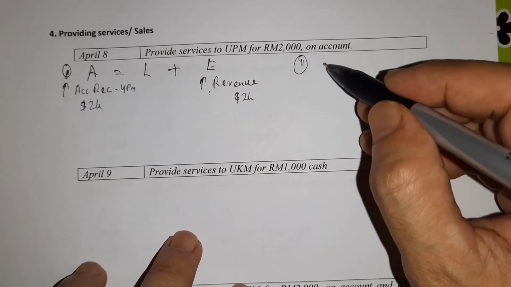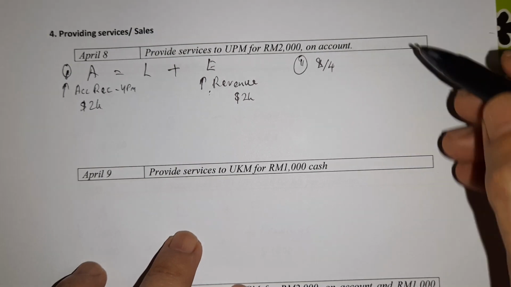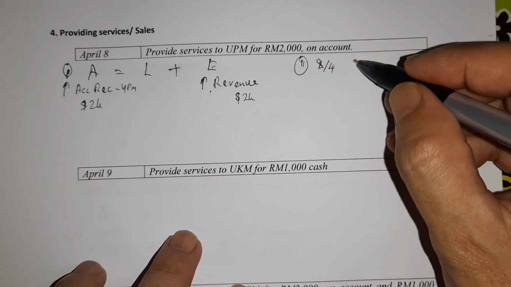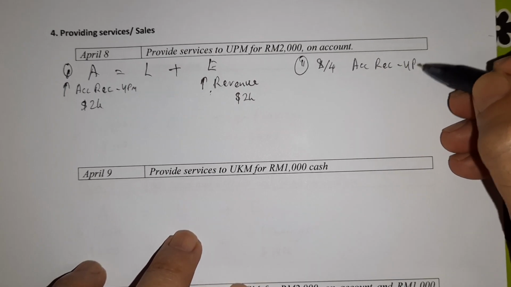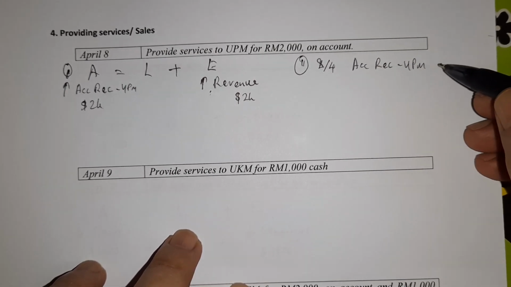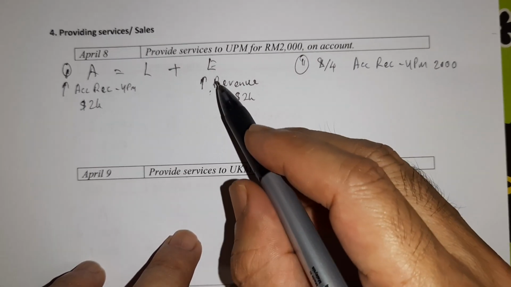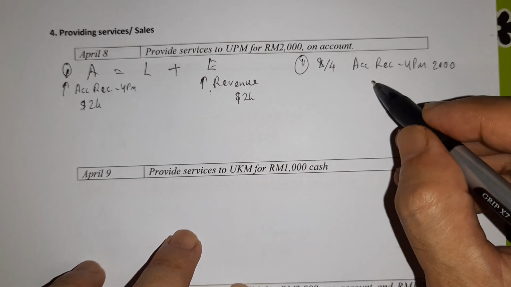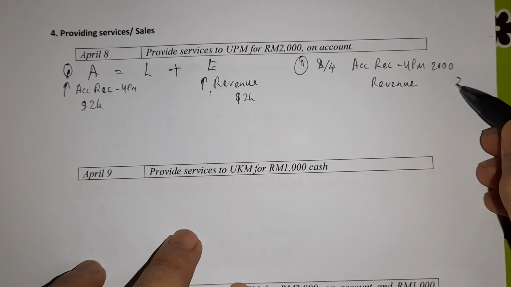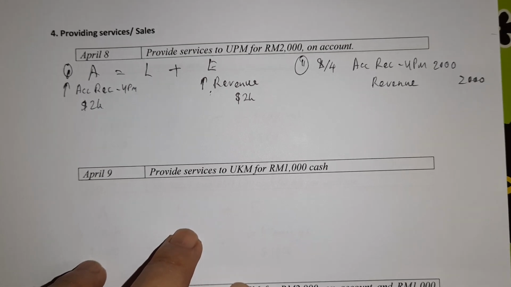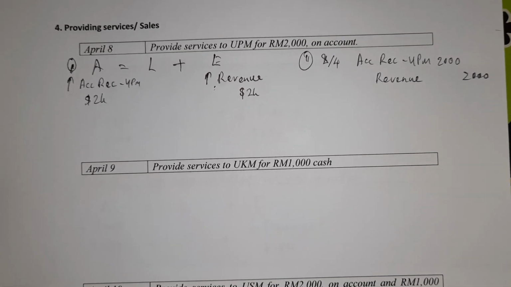So the date is 8 of April. You debit account receivable UPM. The amount is 2,000. And then equity increase you credit. So credit account revenue, the amount is 2,000. Okay.